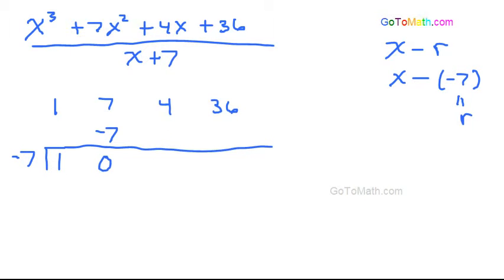Negative 7 times 0 is 0. Okay, add them together, you get 4. Negative 7 times 4 is negative 28. And what are we going to get here? 8 and 4 is 12. Is that right? No, that's not right. Okay, let me get my eraser here. What am I thinking? Where's the eraser? Oh. Wait a minute. 6, 7, 8.